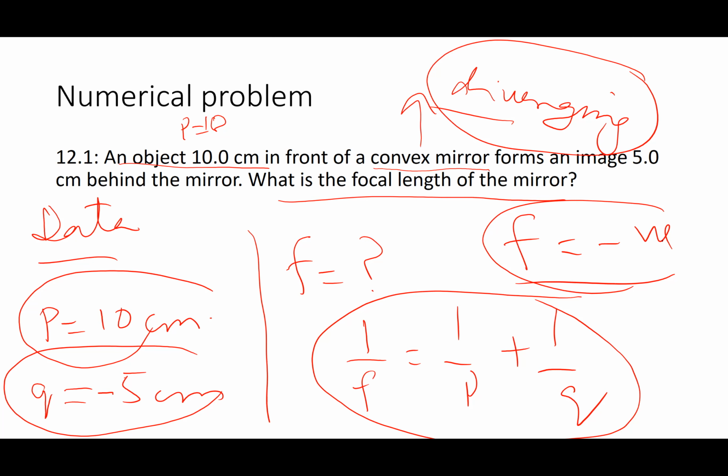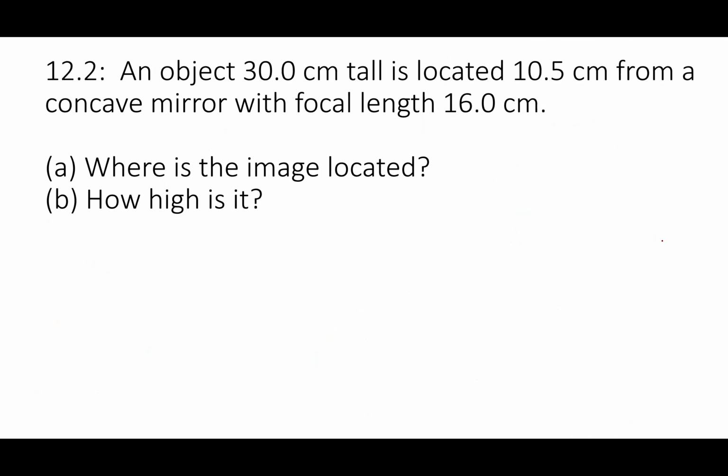Now, next is an object 30 centimeter tall is located 10.5 centimeter from a concave mirror with focal length of 16 centimeter. This is the focal length. This is the object distance. This is object height. So different things are given. So you will deal with it differently.